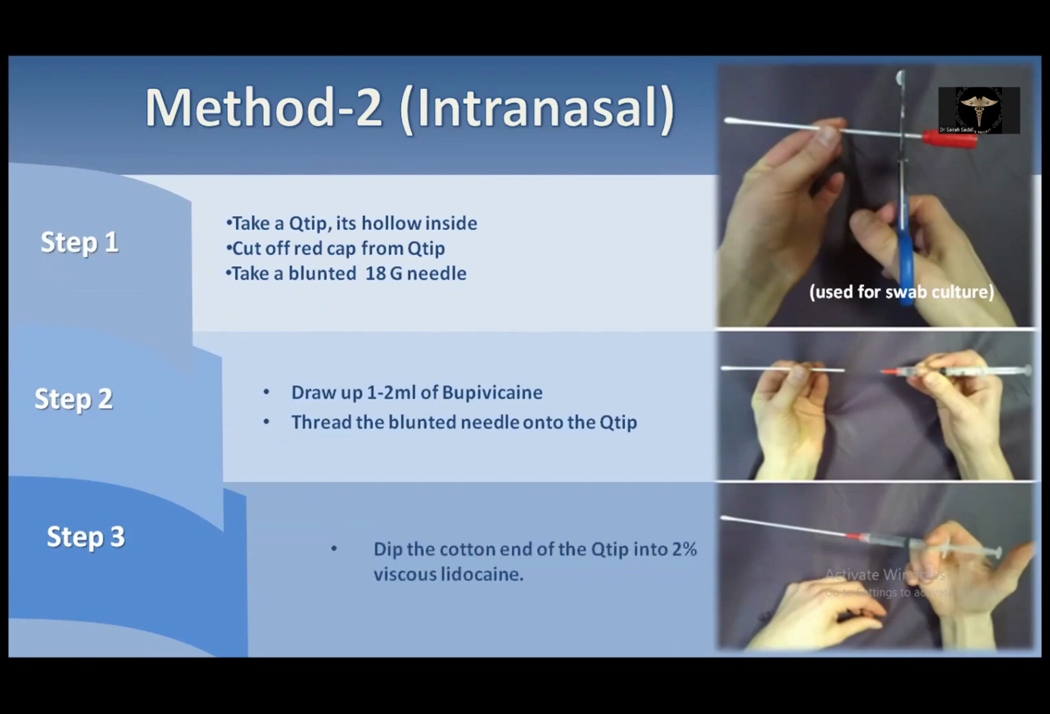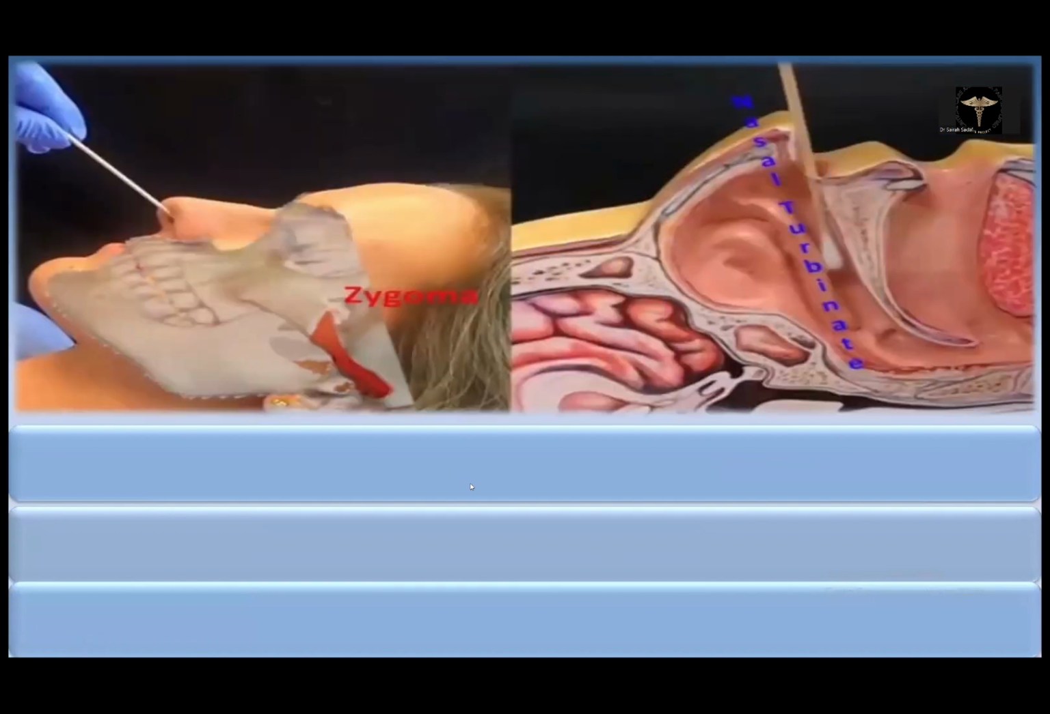dip the cotton end of the Q-tip into 2% or 4% viscous lidocaine. Now, just appreciate that the cotton side of the Q-tip is soaked in xylocaine, while inside the syringe there is bupivacaine. So, about the Q-tip insertion, it should be parallel to the zygoma, like over here, in this direction. Insert the Q-tip in this direction, just like this.